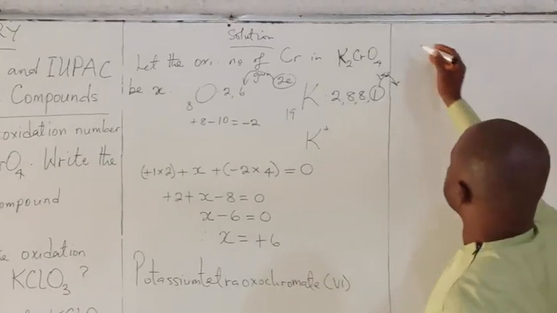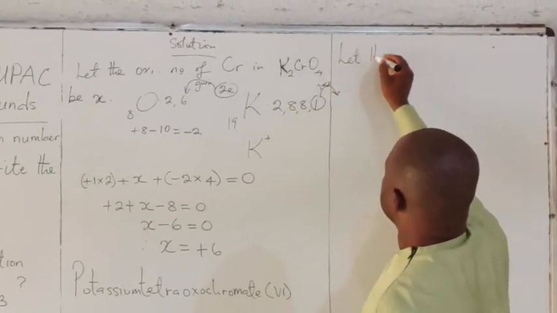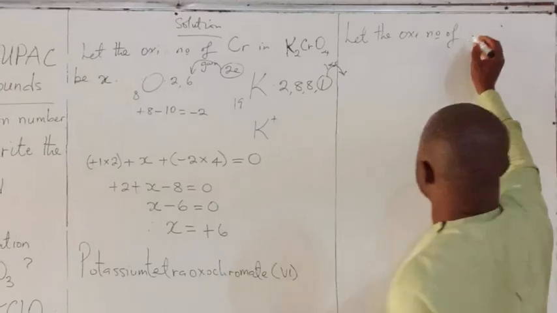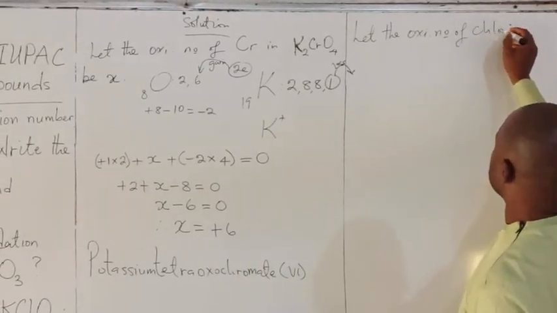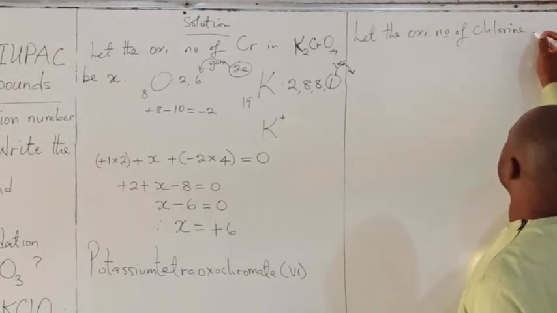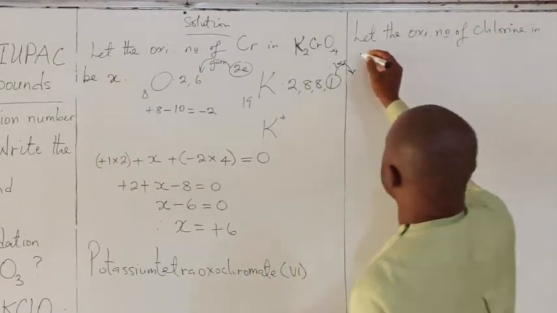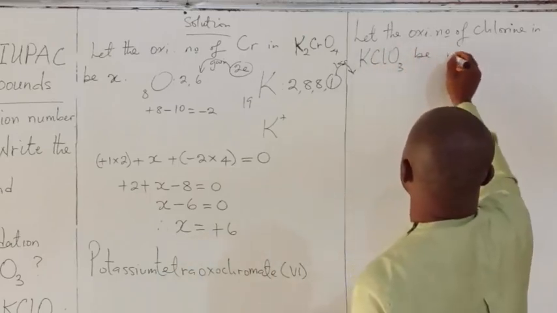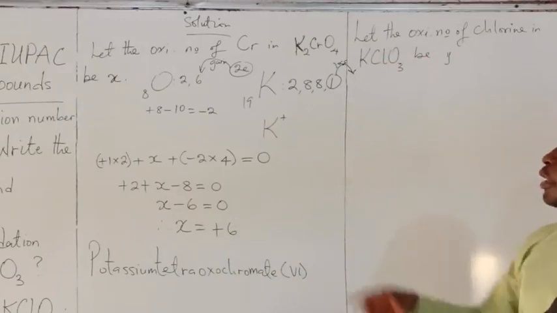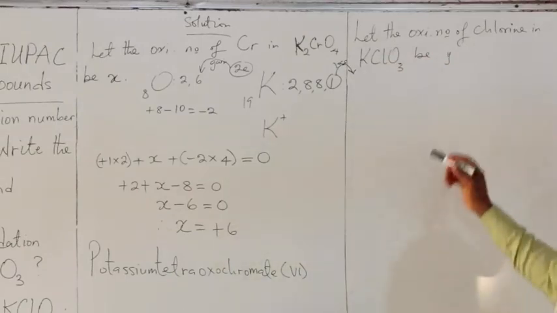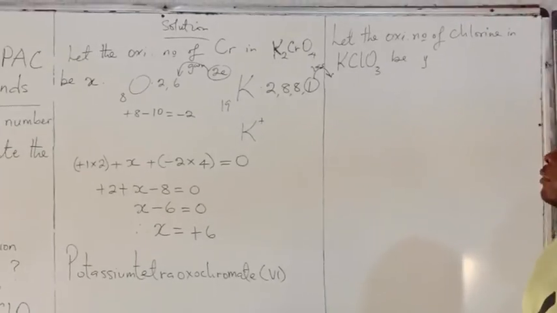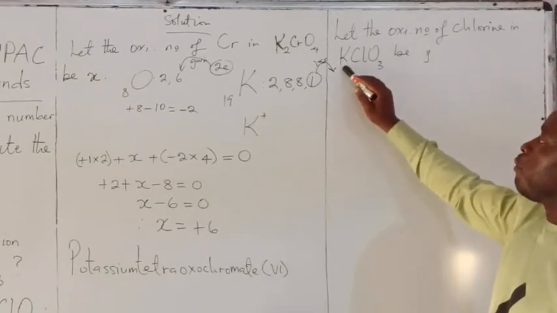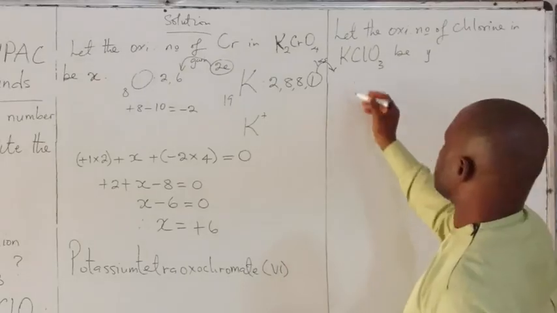We'll start by saying, let the oxidation number of chlorine in KClO3 be Y. In the first problem we said let it be X. Now we're saying let it be Y. We have already established that the oxidation number of potassium is +1. So I'm going to take +1 here.